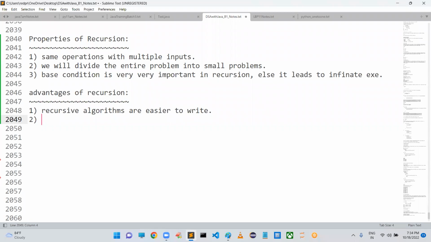Second one, it is easy to solve natural big problems. We have so many problems like that. For example, I think you have heard about the Towers of Hanoi. Has anyone heard about this Towers of Hanoi problem? Can you please confirm?